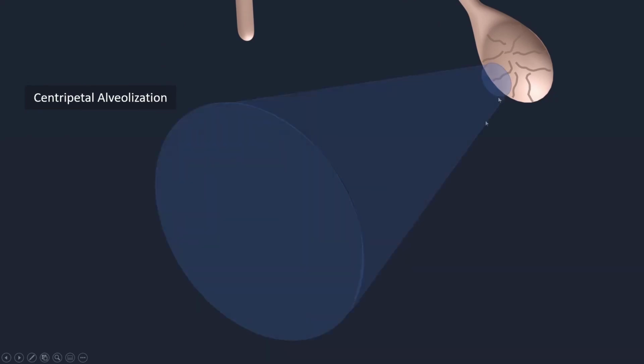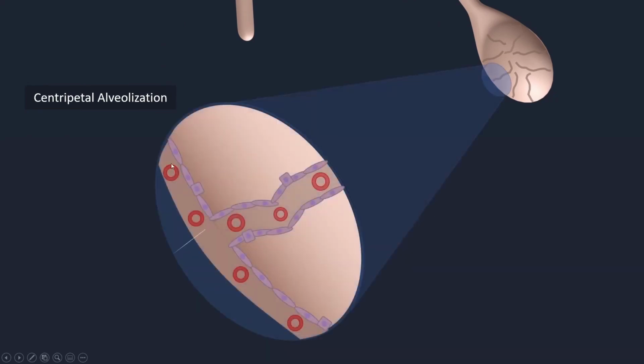So let's enlarge this part, and here we can see that this is the primary septa, and from this primary septa the secondary septa arise, and in this way it is subdivided into a number of smaller alveoli. So in this way the surface area of exchange of gases is increased.